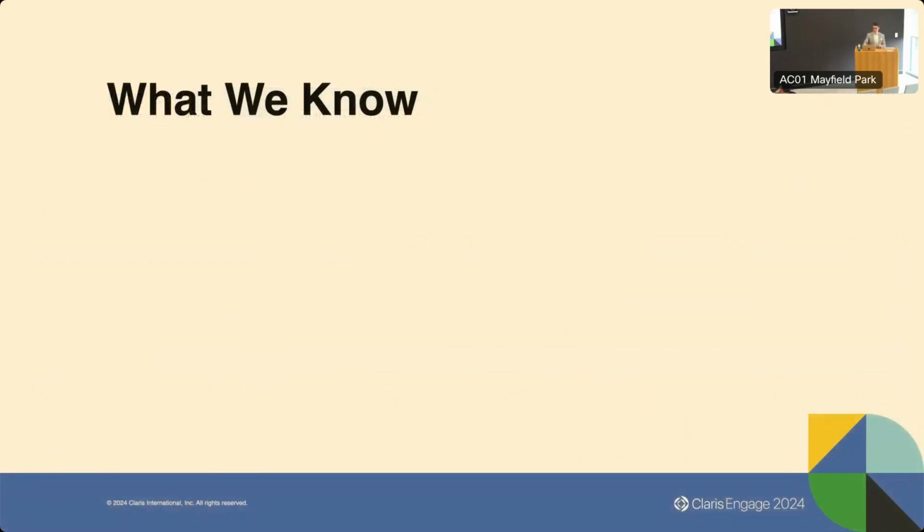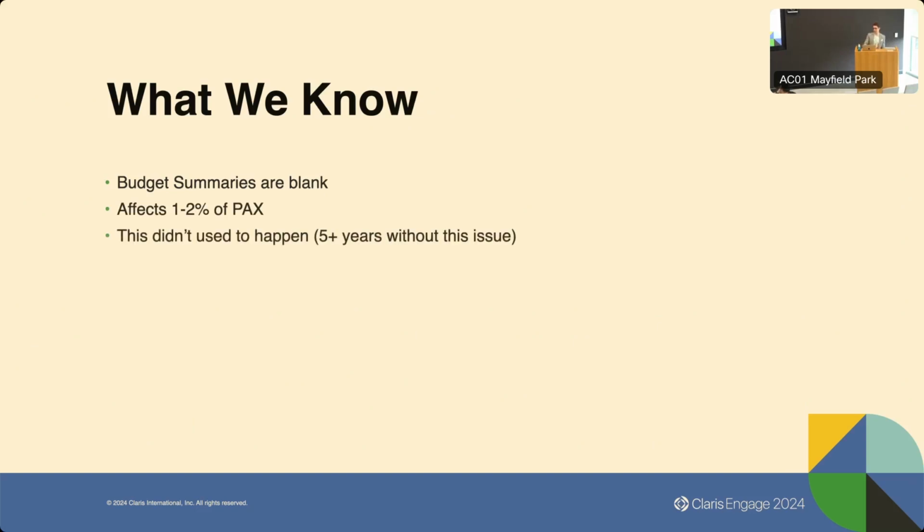So here's what we know. We know that they're blank. Got it. We also know that this was only affecting like 1% to 2% of participants. It wasn't everybody, just some. And we also know it didn't used to happen. This particular feature of the system has been humming along, working fine, like 5+ years without issue. And all of a sudden, it's just now breaking.